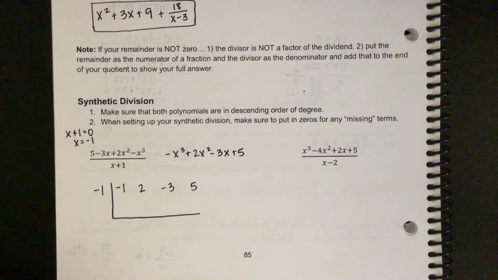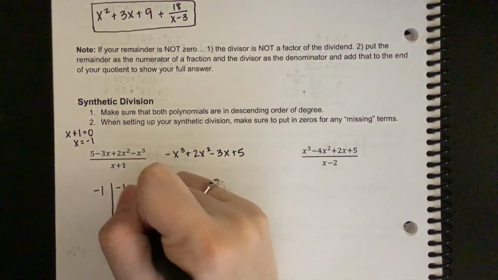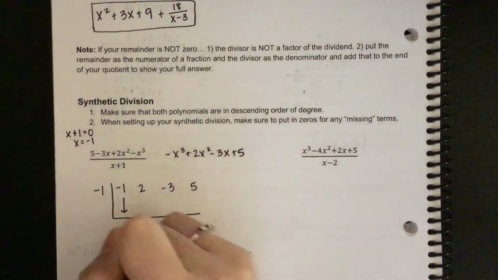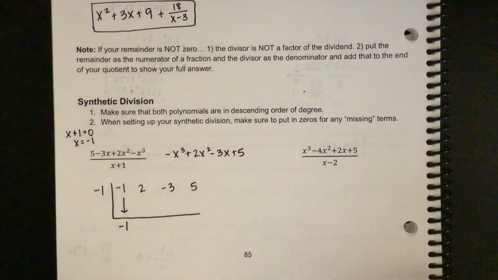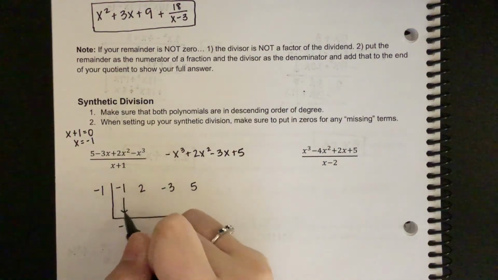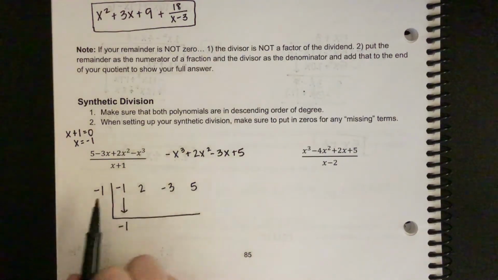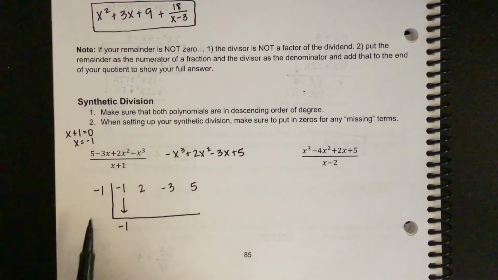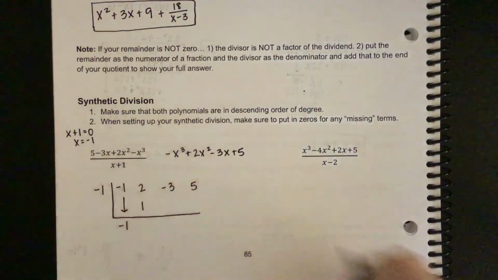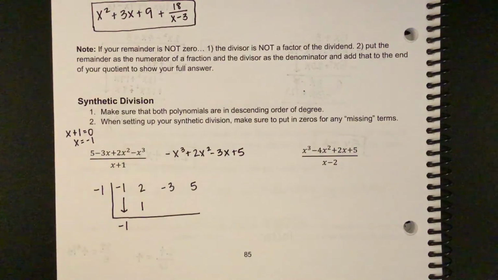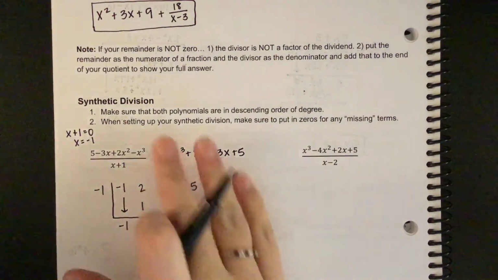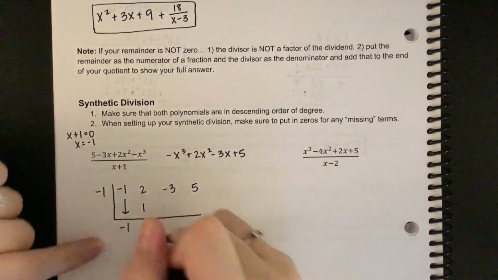So now what happens is we bring down our first one, so -1. That always happens. There's always an arrow in this spot. What happens on the outside here is I multiply. So I take -1 times -1, and I get +1. Okay. Now, on the inside of synthetic division, we add. So, multiply, add. So 2 plus 1 is 3.